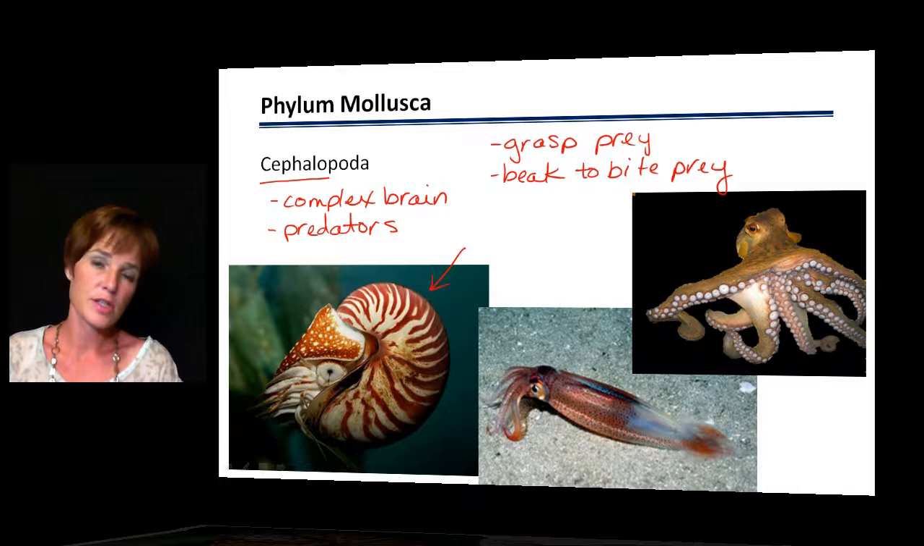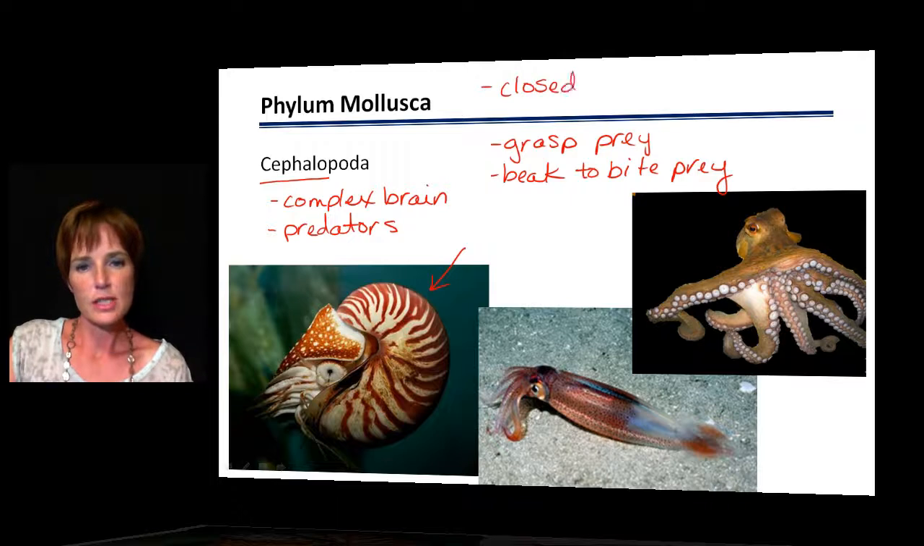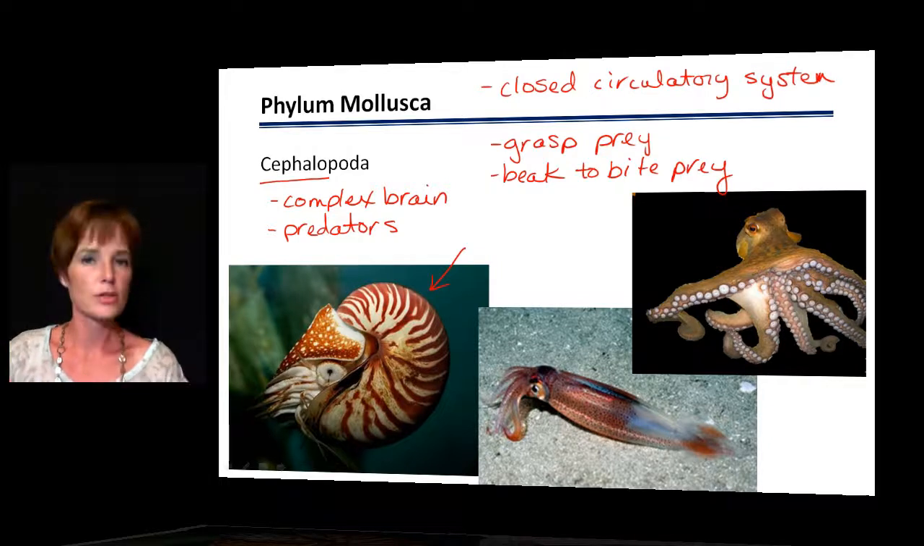And some of them also have some poison that they can inject into their prey, which is going to immobilize it. In addition to this, we're also going to have a closed circulatory system here. So this is the first group where we see the closed circulatory system. By a closed circulatory system, this means that the blood is going to be separate from the rest of the body fluids. The groups prior to this had an open circulatory system where all of the body fluids were just kind of mixed together in one central compartment.